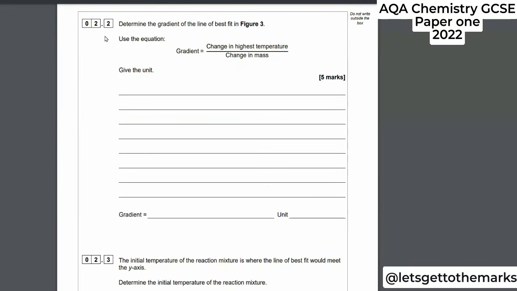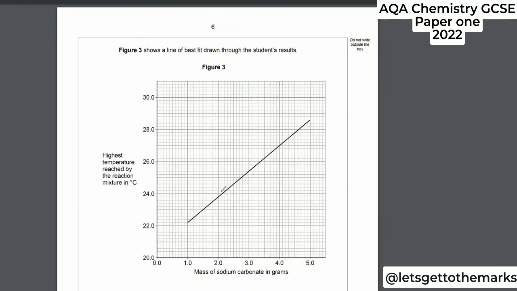And then I'm going to flip back up to the graph in a sec. 2.2, determine the gradient of the line of best fit in figure 3. Use the equation, change in the highest temperature over the change in mass. Give the unit, gradient and unit. Let's have a go. It's a straight line, which means the gradient's going to be the same all the way up. So we can start wherever we like. Personally, I like to start somewhere it's easy to measure, like there. So if you see there, that is 2.1.